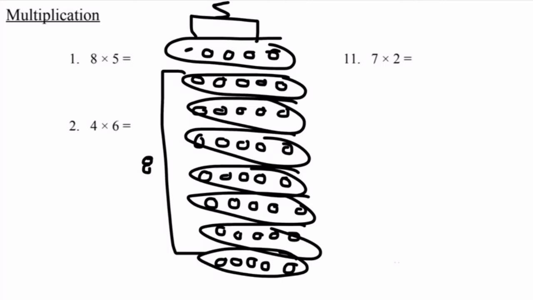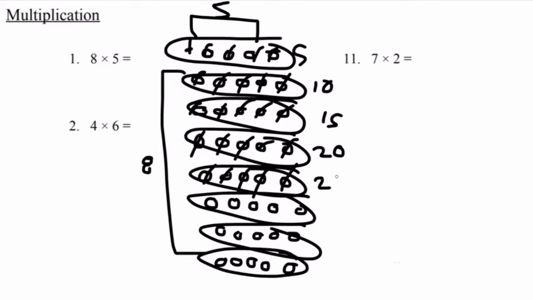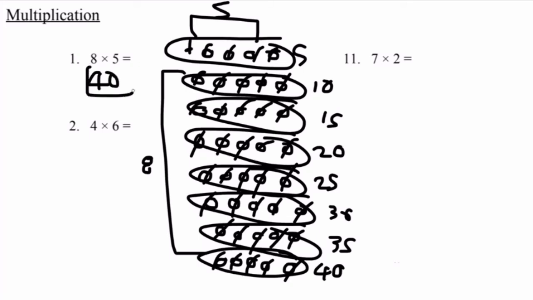Now let's add it all together to find our final answer. 1, 2, 3, 4, 5, 6, 7, 8, 9, 10, 11, 12, continuing on up to 38, 39, 40. As a result, 8 groups of 5 represents 40 circles, meaning that 8 times 5 equals 40.